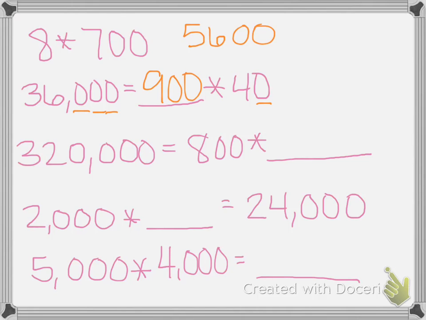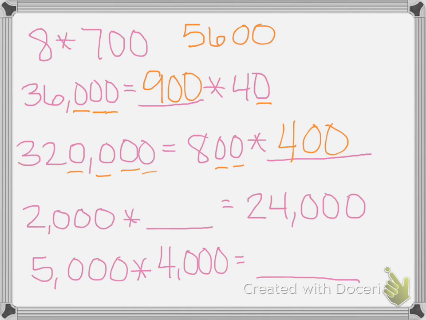The next one, 320,000 equals 800 times something. I know that 8 times 4 equals 32. And then I have 4 zeros. 2 are here. So I need 2 here.